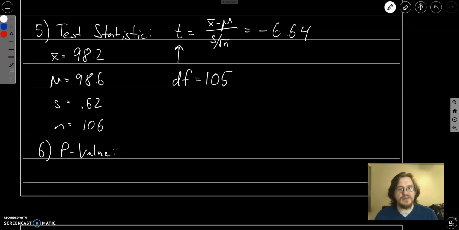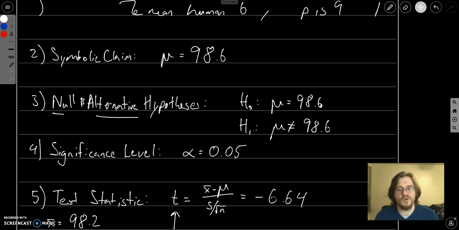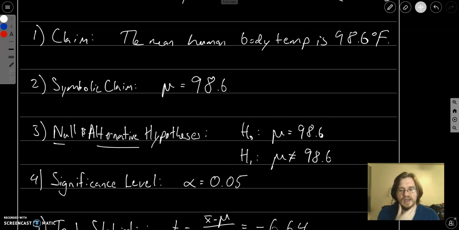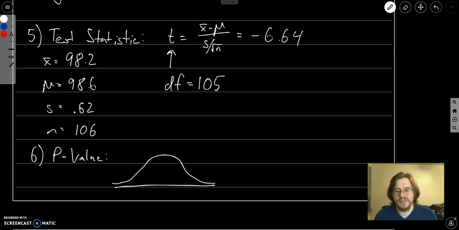So now we need our p-value, and for this guy, we've got our t distribution, which looks roughly normal, and in fact, since the number of people in our sample is quite high, this is going to be very normal. The more people, the more normal it will look. And our alternative hypothesis here is that mu is in fact just not equal to 98.6. So we're not testing if it's less than 98.6 or greater than 98.6. So this is going to be a two-tailed distribution.